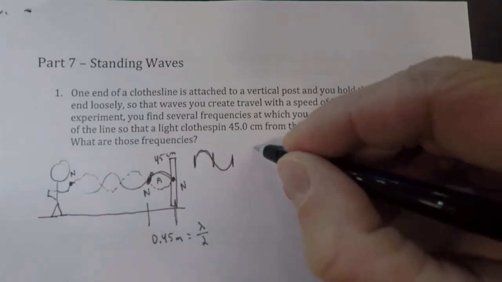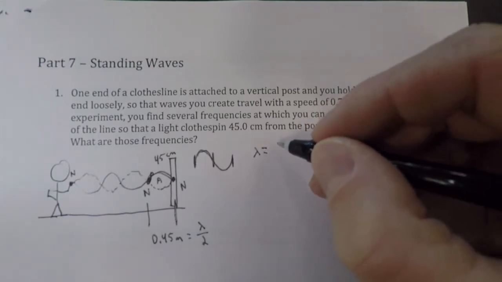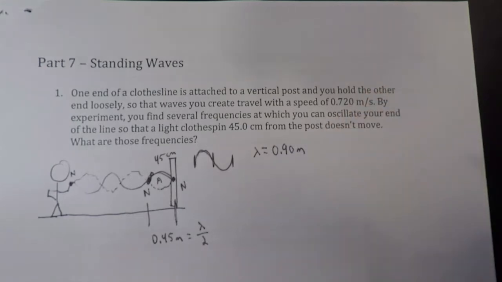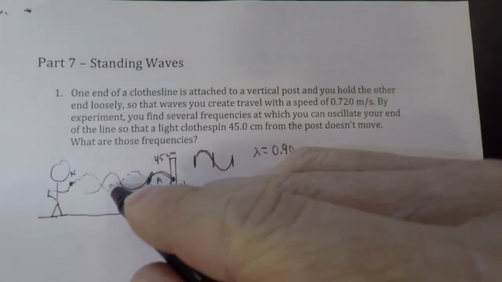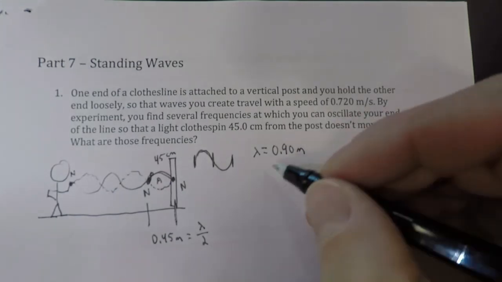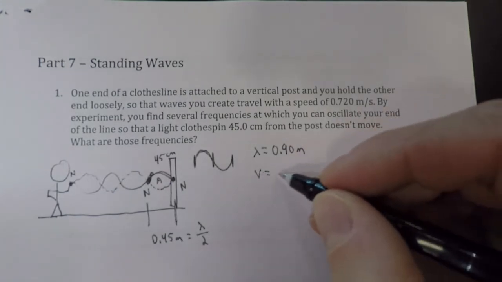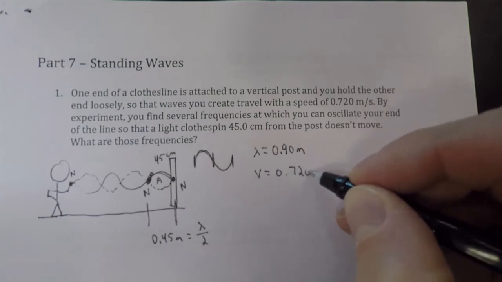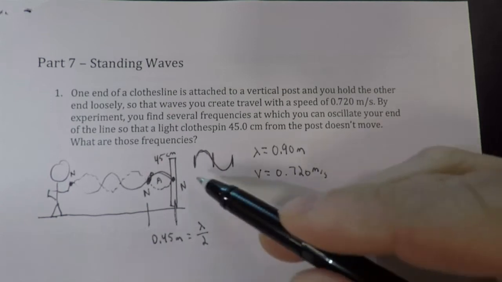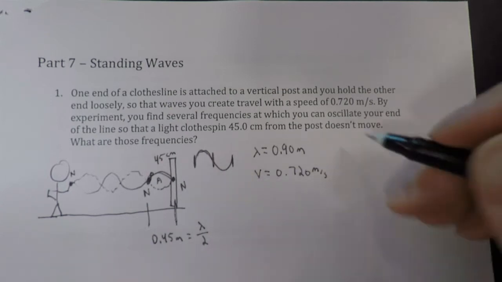So this allows me to figure out what my wavelength is. Multiply 0.45 by 2. The wavelength here would be 0.9 meters, or 90 centimeters. The length of an entire wave would be both the crest and the trough. Okay, so now I know this. The other given quantity is the speed of the waves in the string, 0.72 meters per second. So just based on the picture, being able to recognize my half wavelength, I've got everything I need.